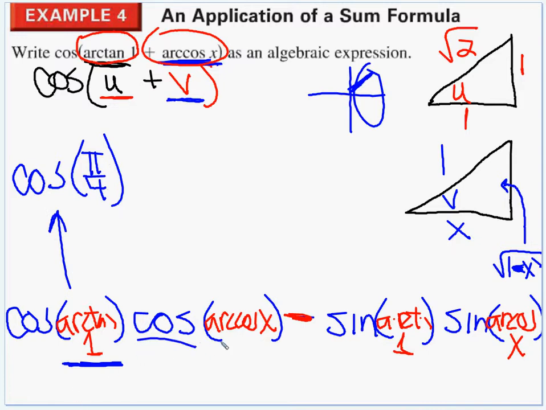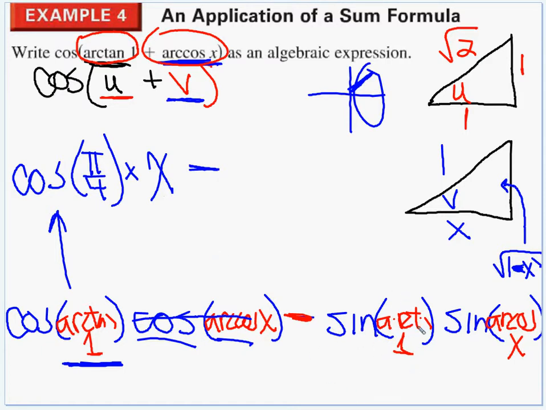Here, cos and arc cos, what do they do to each other? They cancel each other out, just like squares and square roots. They're inverse functions, so the cos and the arc cos cancel, leaving just x. So we got a times x, minus sine of arctan 1.